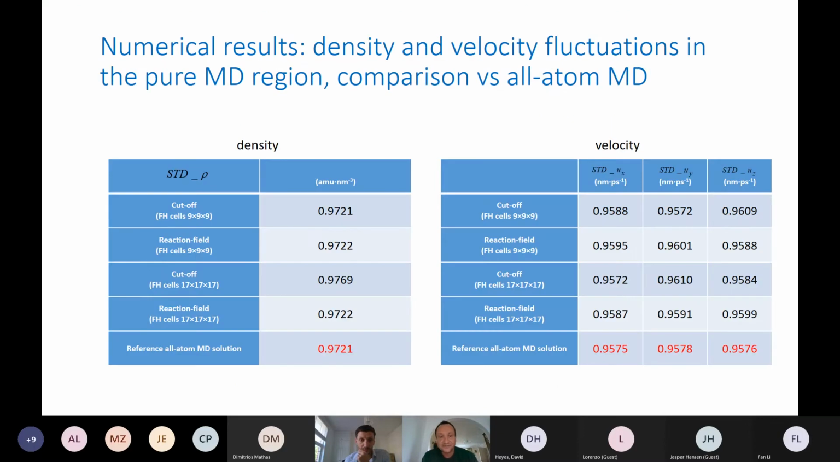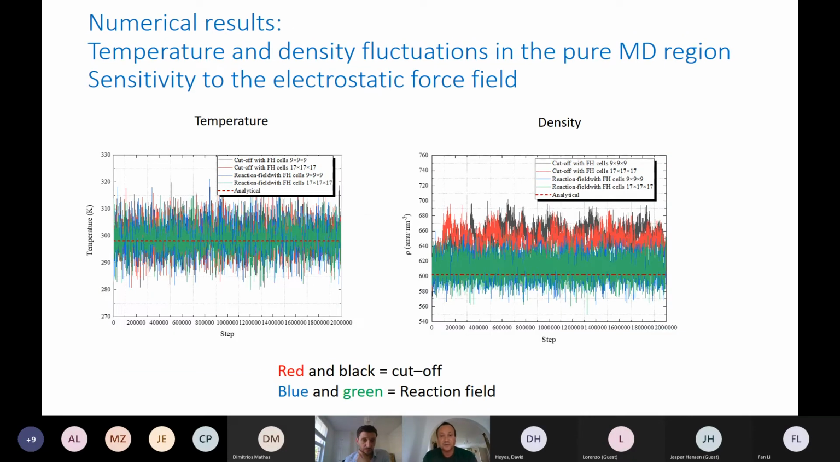We've looked also at the fluctuation of the density and velocity, and we find that it all converges to what we expected. The final thing which we've done was to compare not just the temperature, which was captured by the local thermostat, but also the density. And this is where actually we saw quite a significant difference between the cutoff method and the reaction field.